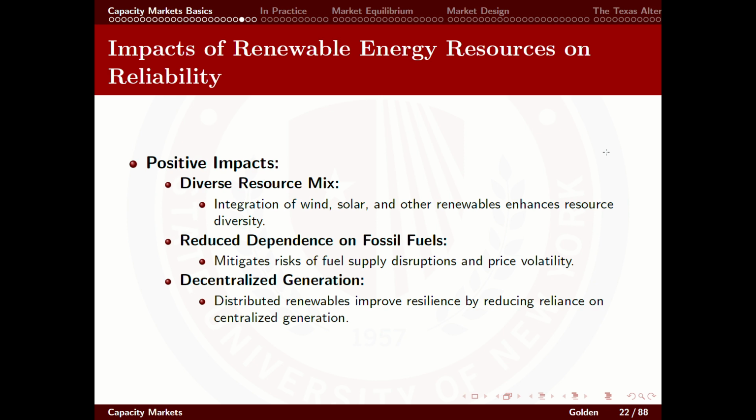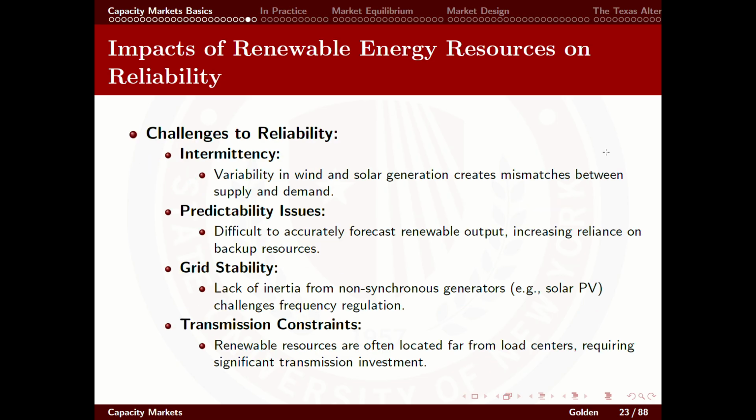And so the impact of renewable energy resources on reliability can be mixed. Of course, it diversifies the resource mix so that problems that might emerge from natural gas won't be there for this particular type of resource. You reduce the dependence on fossil fuel, which mitigates the risk of fuel supply disruptions and price volatility. And you have decentralized generation, meaning you don't have as much reliance potentially on local transmission capacity or local distribution networks. But you also have a challenge to reliability because of the intermittency problem, because they're not predictable. It's difficult to accurately forecast. You might not be able to match them up to supply and demand.